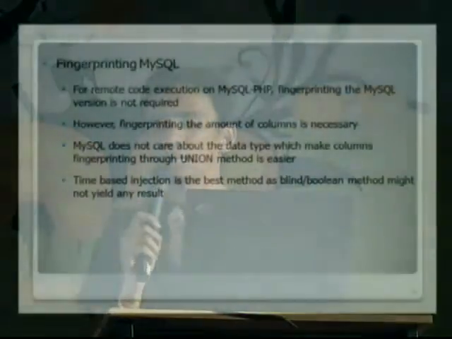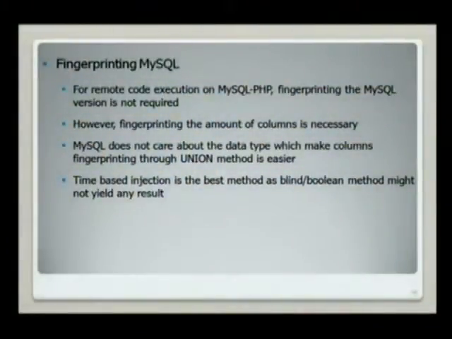And then I can say the best method to fingerprint through UNION SELECT here is to combine it with a time-based injection method. The time-based injection method is basically known as a timing attack. It depends on the response time of the application. The reason for this is that sometimes when you use a blind or Boolean injection method, it will not yield any result.